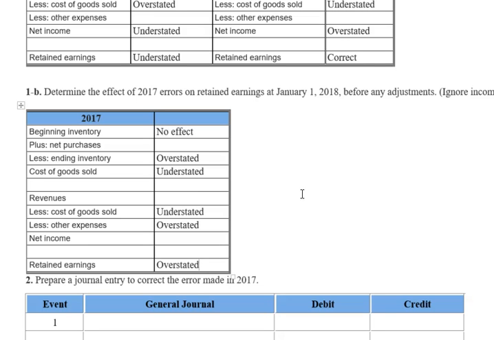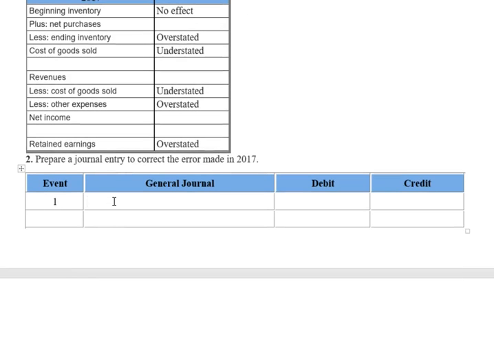So now, how are we going to fix this 2017 error in 2018? Well, to fix this, we're going to have to go back in and hit retained earnings. Now, you're like, wait a minute, why are we doing this now? Because we want to fix retained earnings so that we do not mess up this year's income.